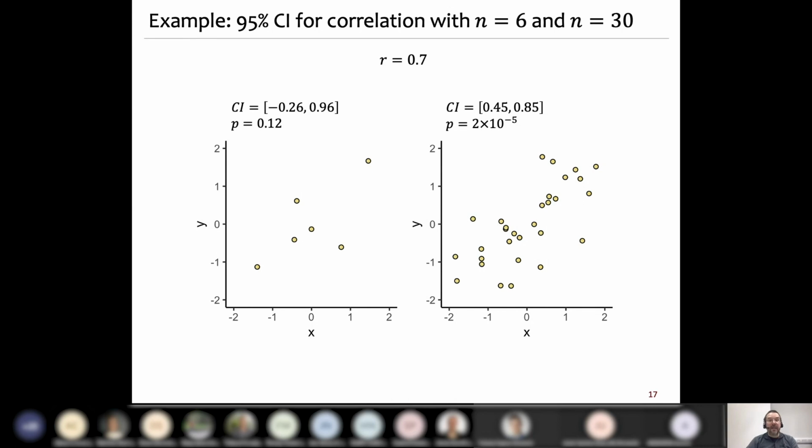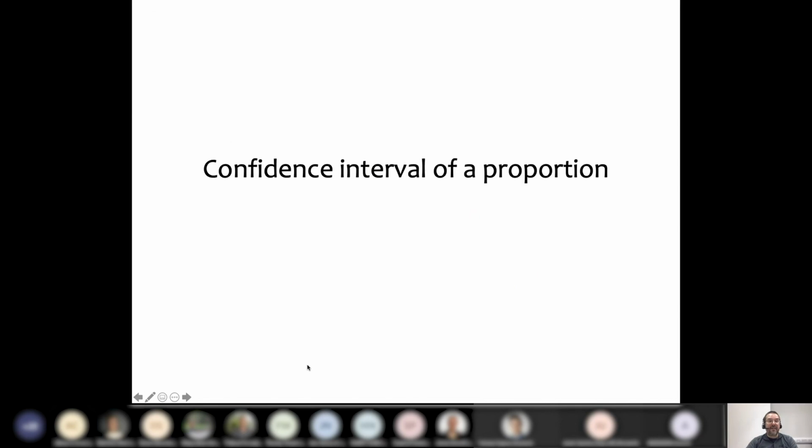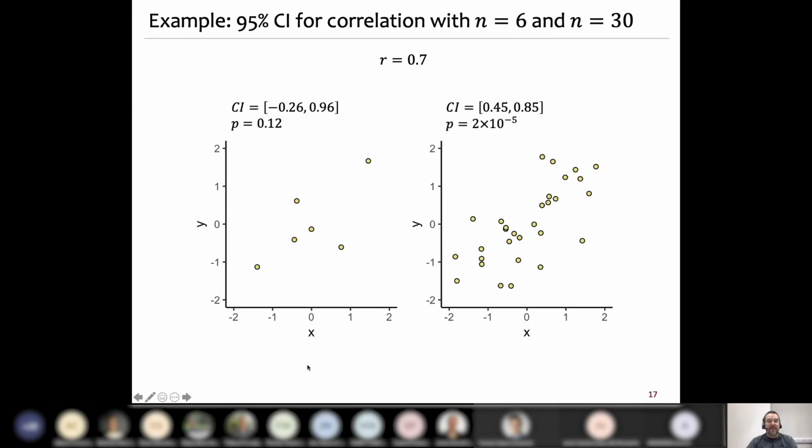This confidence interval on r changes quite a lot with the sample size. These two figures show data where the correlation coefficient is exactly the same. It's 0.7. However, on the left, there are 6 points, and on the right, there are 30 points. The sample size is 6 and 30. And the confidence interval on the correlation coefficient here is from minus 0.26 to plus 0.96. It is huge. And it also includes 0. That means no correlation at all is within our confidence interval.